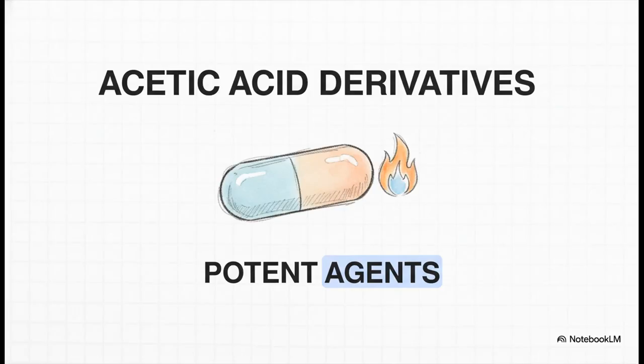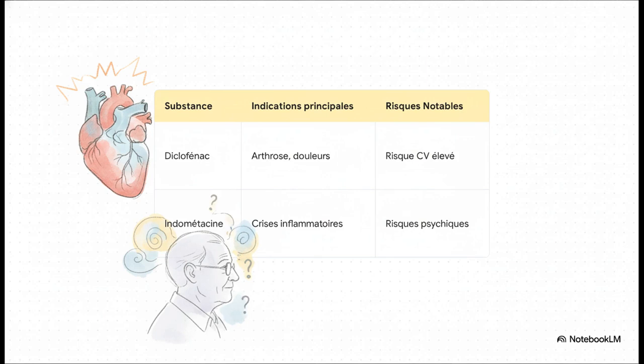And now, the acetic acid derivatives. This group packs a pretty strong anti-inflammatory punch. Diclofenac carries a higher cardiovascular risk. With indomethacin, be careful with elderly patients.